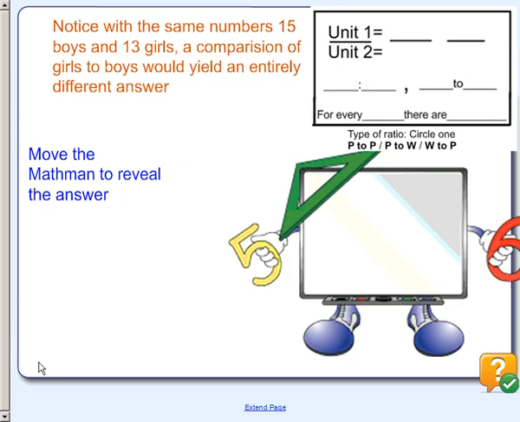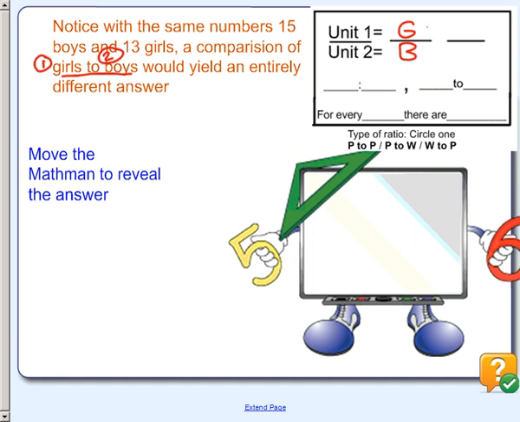Notice with the same numbers, 15 boys and 13 girls, a comparison of girls to boys would yield an entirely different answer. So if our question says, what is the ratio of girls to boys? Notice girls comes first and boys comes second. So now unit 1 is girls. Unit 2 is boys. Do your labels first.